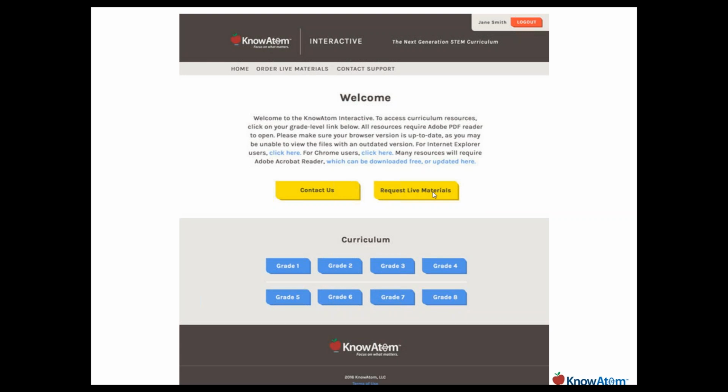Live materials request is how you get your live materials. Depending on your grade level, most grade levels have at least one live material which needs to be requested online. We require 2 weeks advance notice. When you click on that form, it's going to pop up and have all the things that you need to say in order for us to have all the information we need to send you what you need.